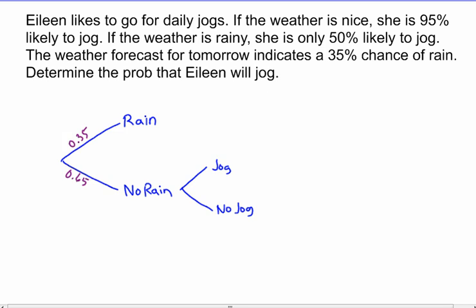So what's the probability she goes for a jog if it's nice? 0.95. So what's the probability of no jog if it's nice? 0.05. Okay, so if it's rainy outside, we have jog or no jog. What does it say? She's 50% likely to jog. So if it's rainy, 50% likely to jog, meaning how likely is she to not jog? 50%.